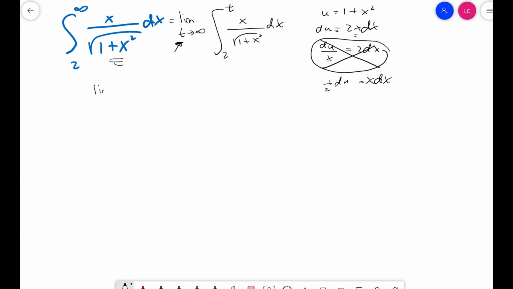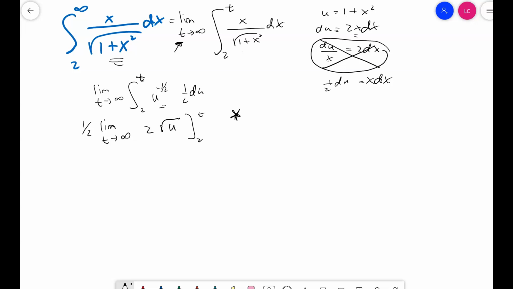So then I'm going to carry this along. Limit as t goes to infinity, 2 to t, and I'm going to put this in. So x dx gets a 1/2 du. Oops, that's a t up there, right? And then I have 1 over root u, so that's u to the negative 1/2. Oops. Negative 1/2 like that. Okay, so I'm going to pull the 1/2 outside, carry the limit along. So now I'm going to take the antiderivative, so I get 2 u to the 1/2, or square root of u, between 2 and t.